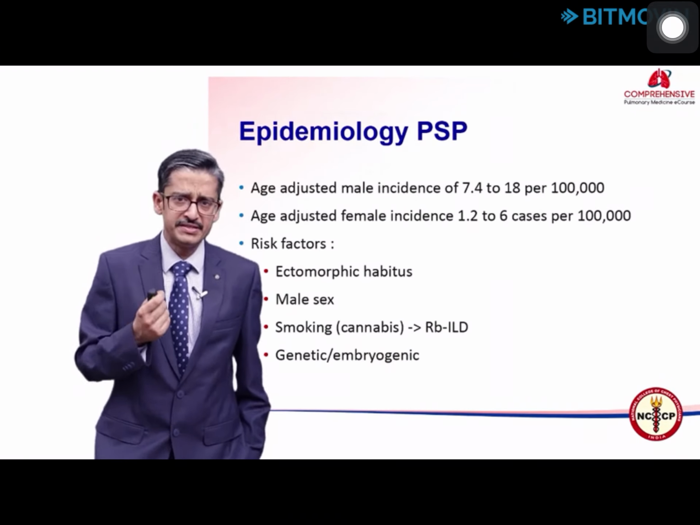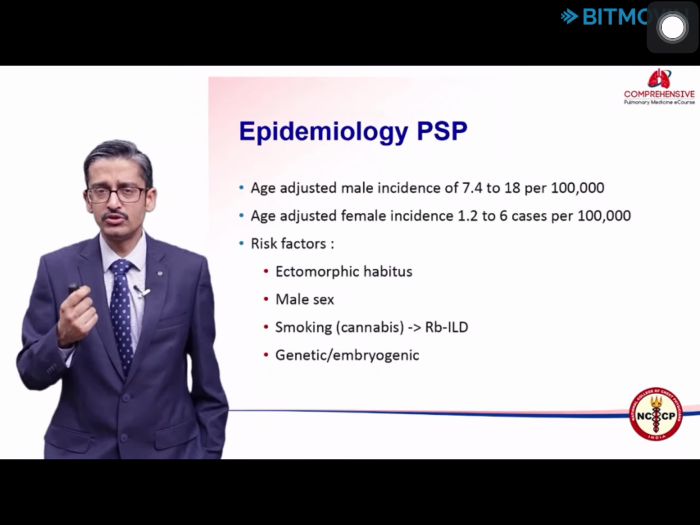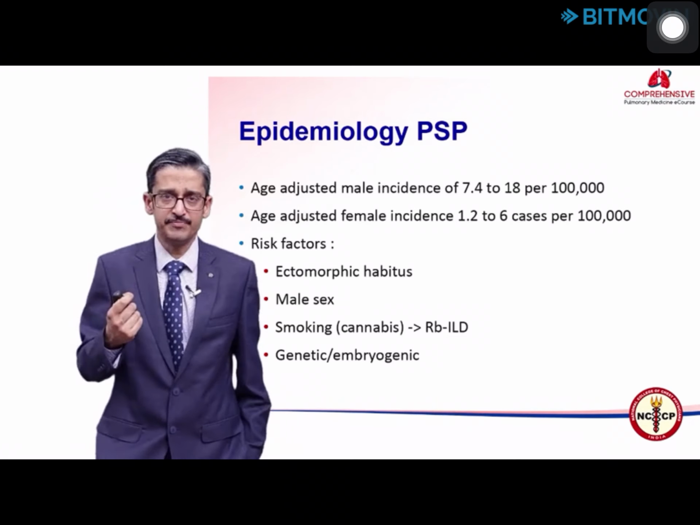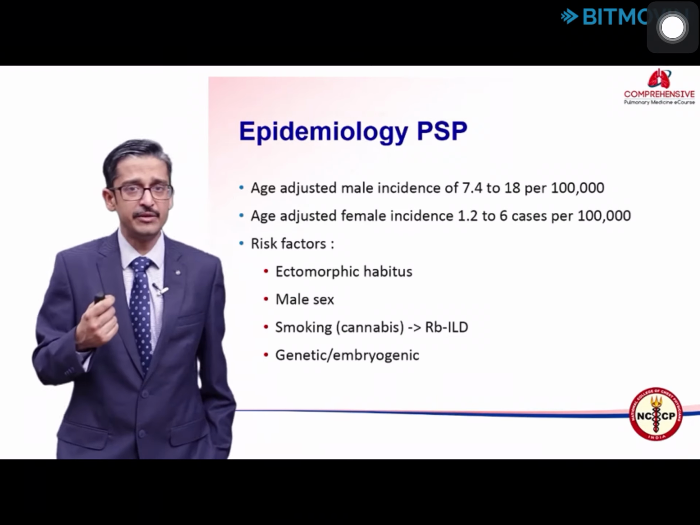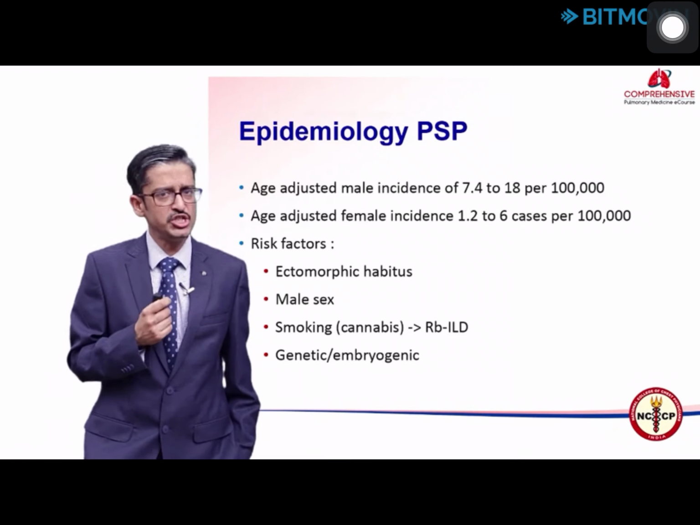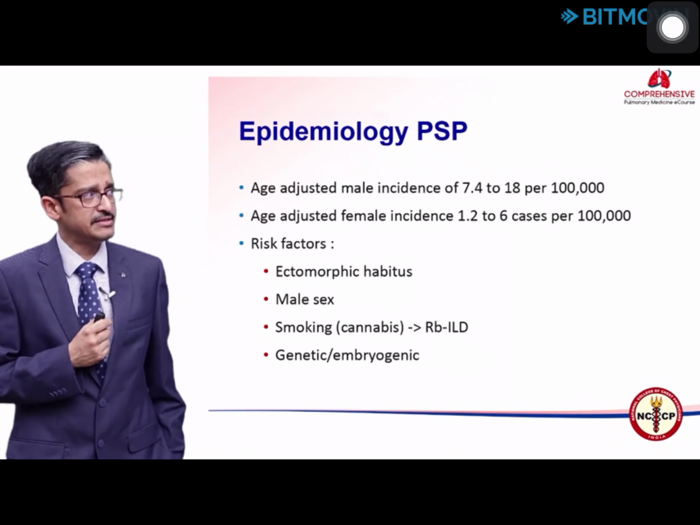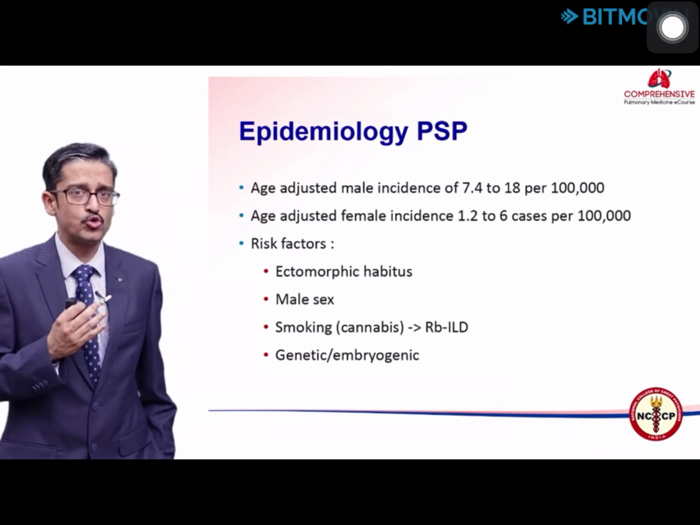So how common is this disease process? We're going back a step. We have talked a little bit about the evidence regarding treatment. I take you back and I talk a little bit about epidemiology. So we are talking about a disease process which is not rare by any standards. When you're looking at the male incidence, it is about 7.4 to 18.